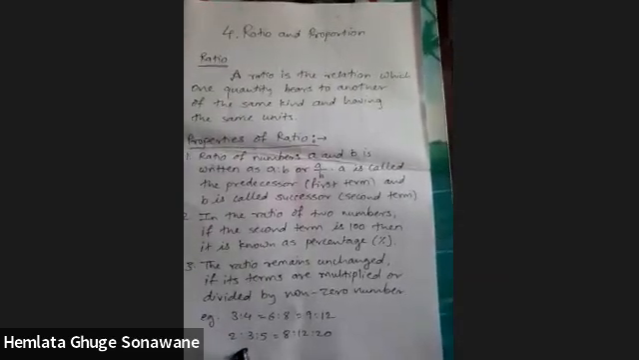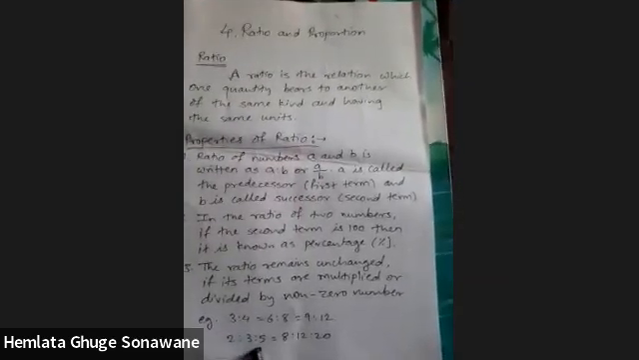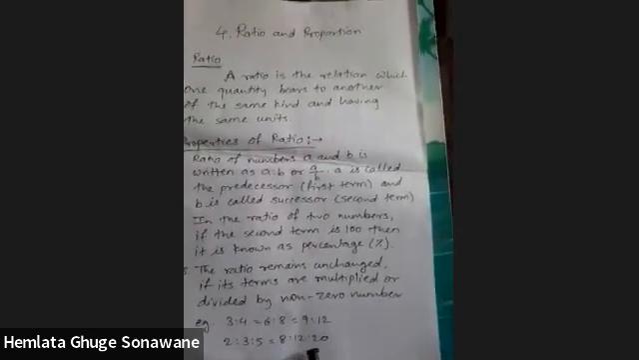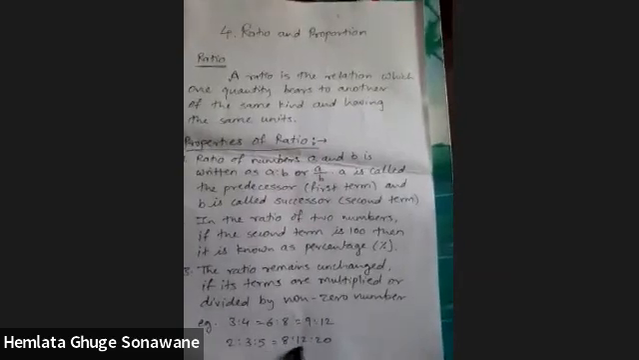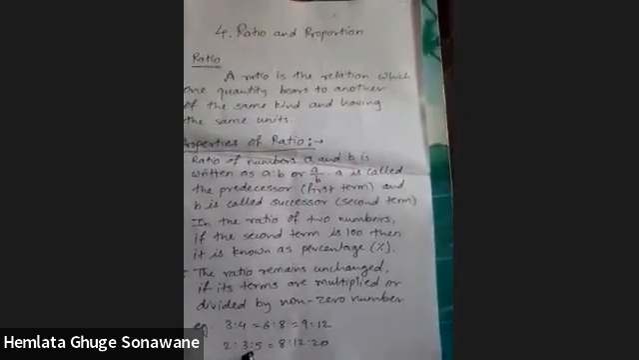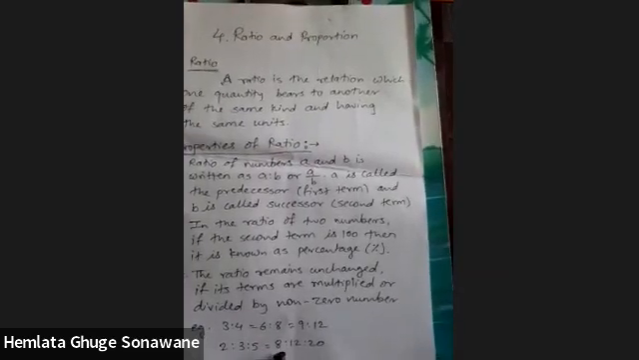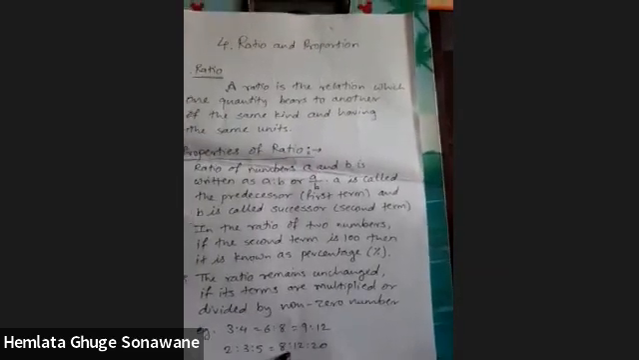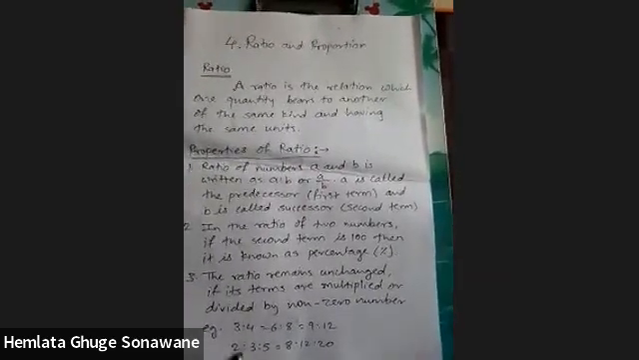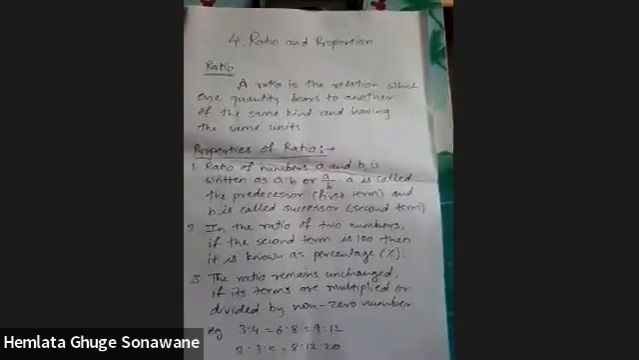Next example, 2:3:5 is equal to 8:12:20. If we simplify this, then we'll get the ratio 2:3:5. Meaning if we divide by 4, then 8:12:20 becomes 2:3:5.